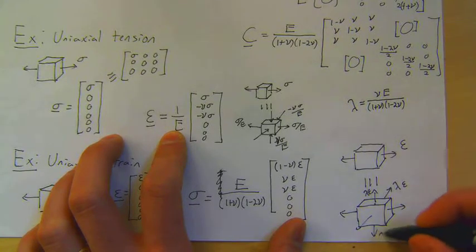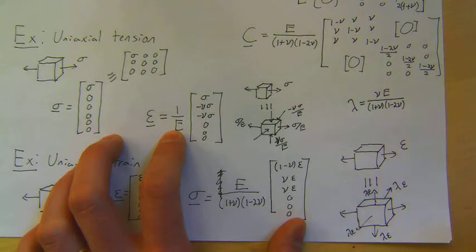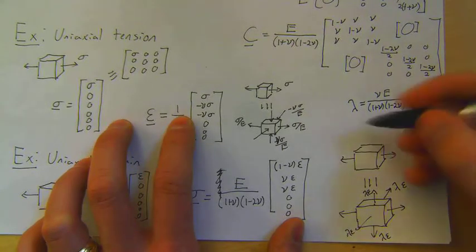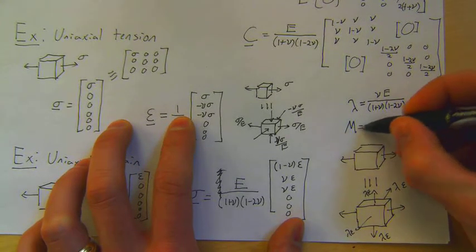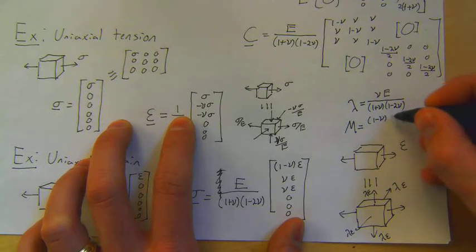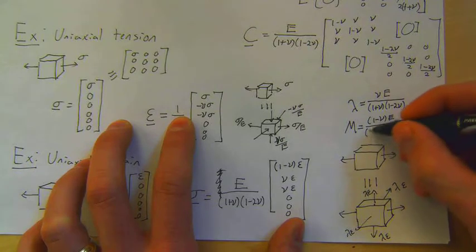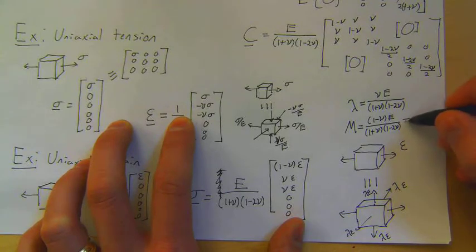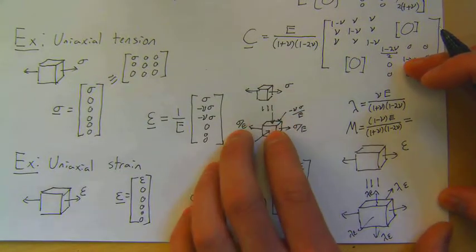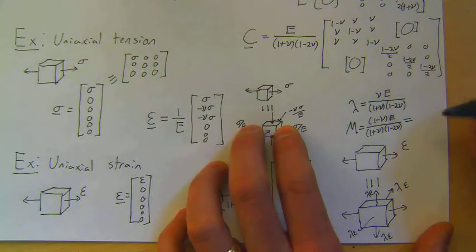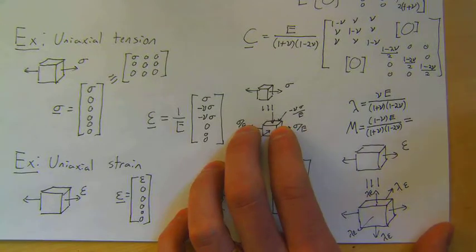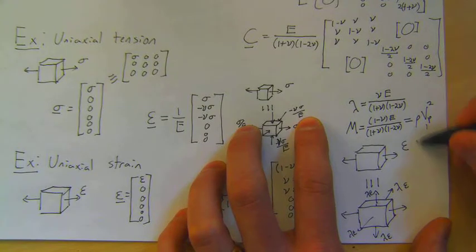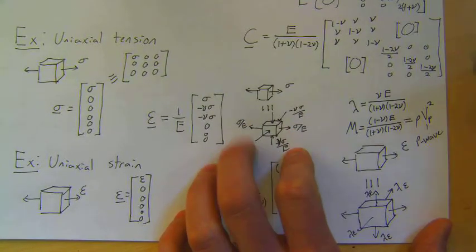It turns out there's another quantity that's interesting that I didn't talk about because it's kind of a weird one, but it's an M, which is equal to (1 minus nu) E over (1 plus nu)(1 minus 2 nu), which is a geological constant normally, and it's for P waves. If you're familiar with earthquakes at all, this is VP squared, this is P wave. So this is actually the P wave modulus. So a P wave is a pressure wave in a solid.